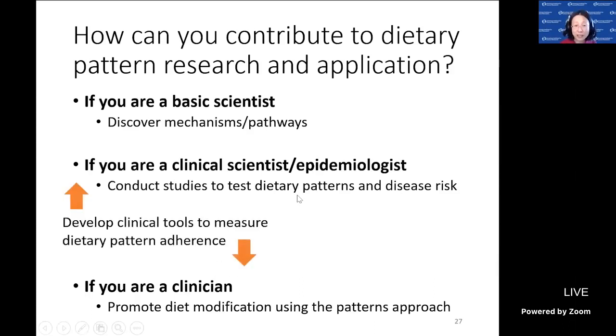And for the clinician scientists, epidemiologists, and clinicians, we also need to continue to develop clinical tools. What we really need, I would say, is more hands on deck to develop clinical tools, because we do have a lot of research data, and the clinicians are wanting something to help them apply it to practice. So I hope this gives you some ideas on what dietary patterns are, a little bit about the nuances, what we know about cancer endpoints, and how you can be part of this process as well. So I look forward to the questions that we're going to discuss later on.